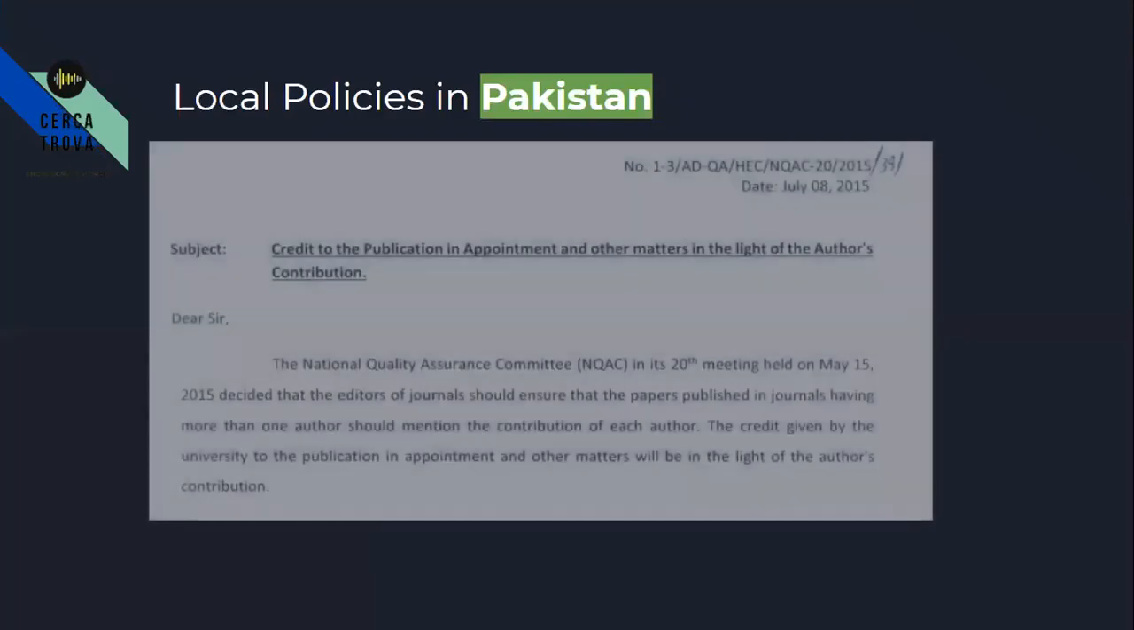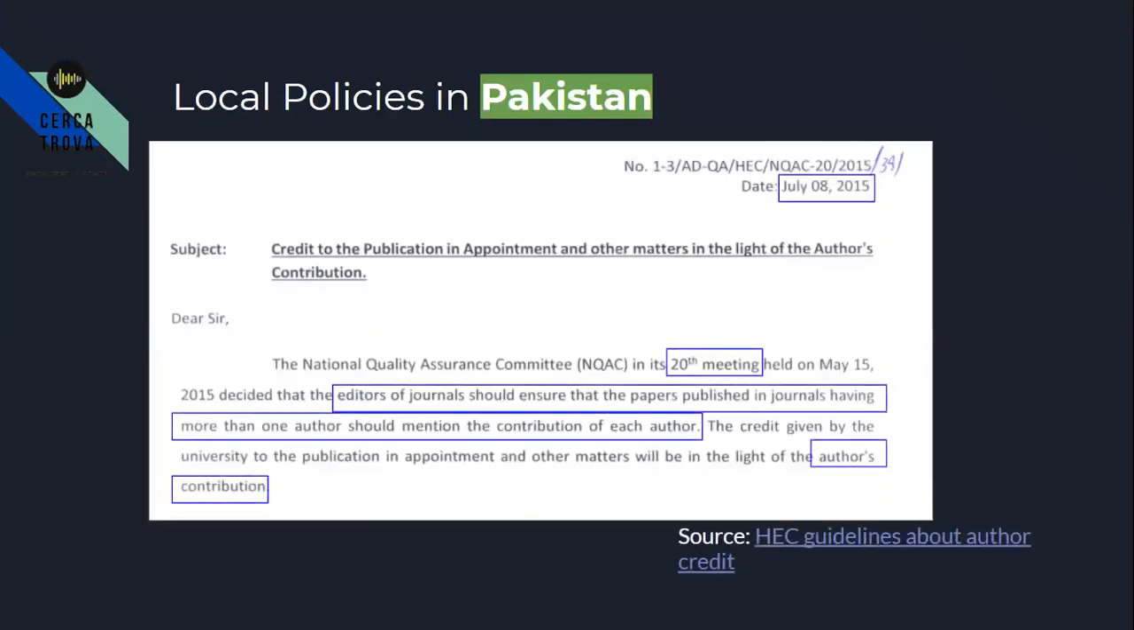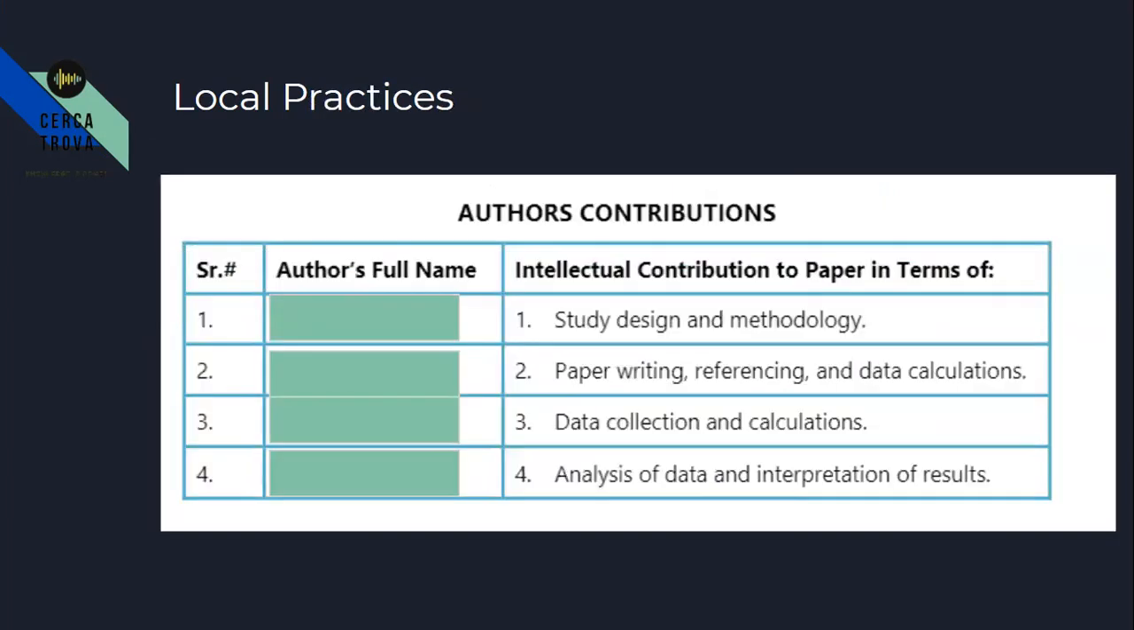Now moving on. In Pakistan, as per HEC, the editors of the journals should ensure that papers published in journals having more than one author should mention the contribution of each author. In my previous talk, I have elaborated on the type of contributions that are credited with full authorship. They are broadly classified into four categories, and you can see them on my channel. In Pakistan, this is how the contributions are being mentioned on published work, like study design, methodology, paper writing, referencing, data collection and analysis, and interpretation of results. This is good. This falls in HEC guidelines, but there is a need for uniformity, and that is where CRediT taxonomy comes in.